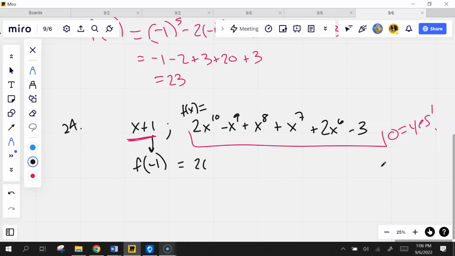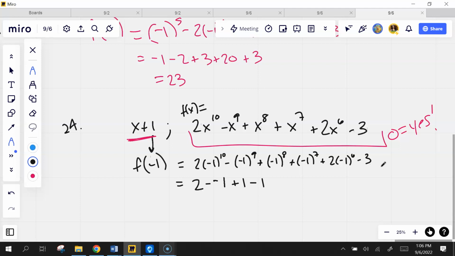So this is going to be 2 times -1 to the 10th minus -1 to the 9th plus -1 to the 8th, 7th, plus 2 times -1 to the 6th minus 3. That's going to be positive. That's going to stay negative. That's going to be positive, negative, positive, minus 3. So that's 3, 4 minus 1 is 3, plus 2 is 5, minus 3 is 2. So no, x plus 1 is not a factor because it has a remainder when you divide it.